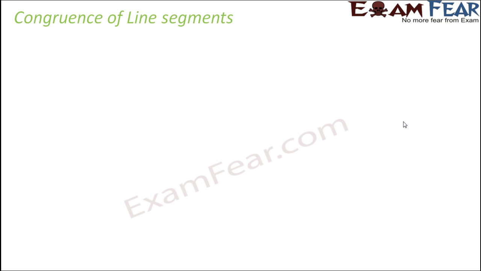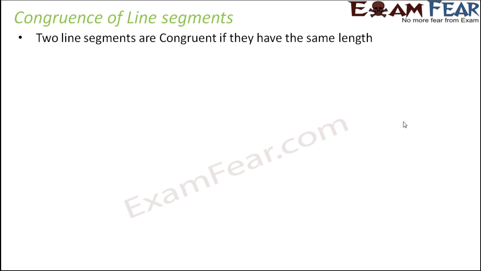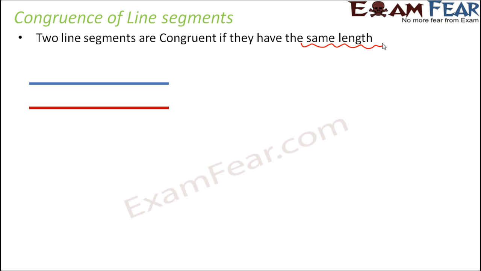So let us now start learning about congruence one by one. We will start with the simplest figures, that is, the line segments. How do we know that two line segments are congruent? Very simple, if they have the same length. So, two line segments with the same length, in simple words, we might call equal line segments because their lengths are equal. So these two equal line segments would also be congruent.